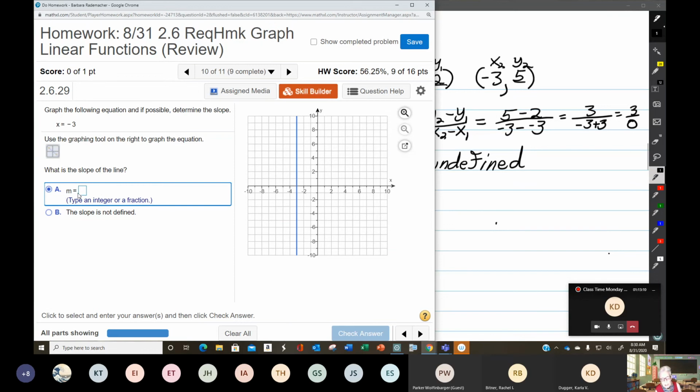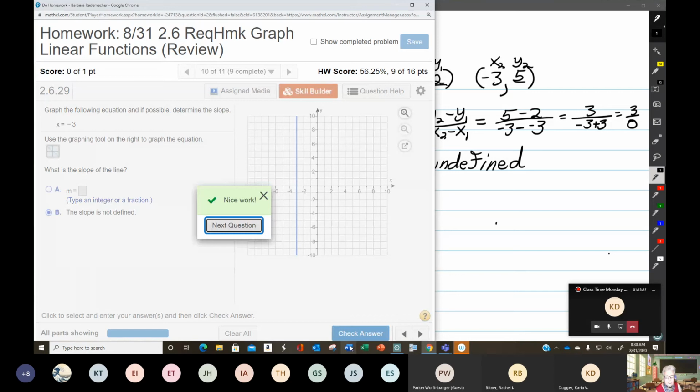And now I have to come over here, and it would be wrong if I tried typing in undefined, because they offer you that answer down here. The slope is not defined. So all you have to do is click on B there and then check your answer. And it agrees.